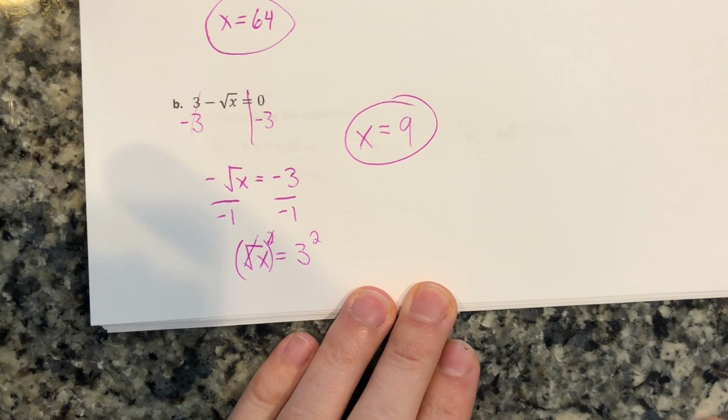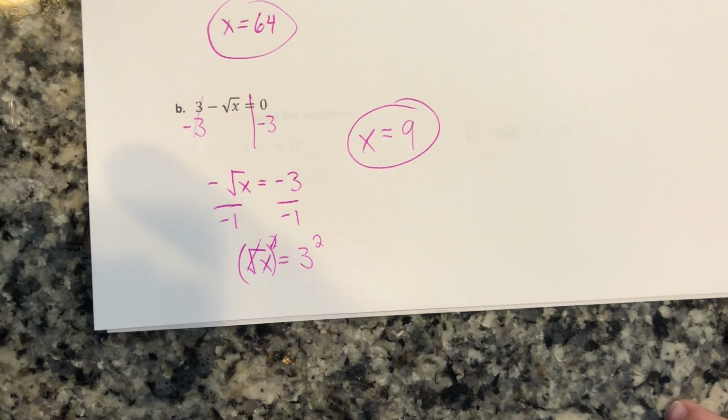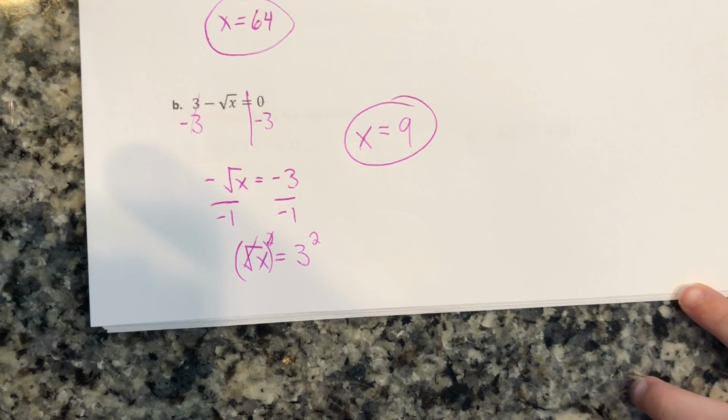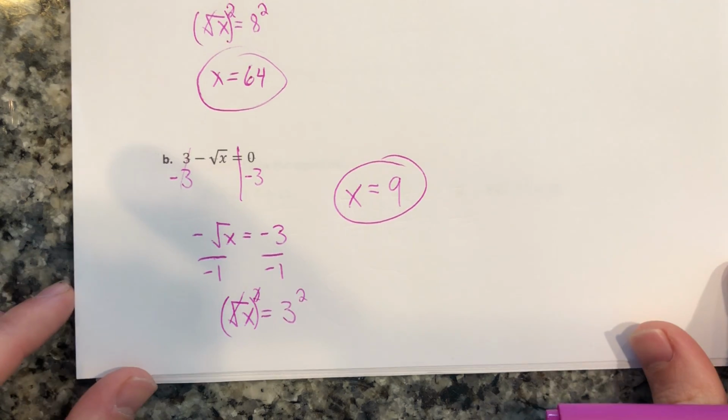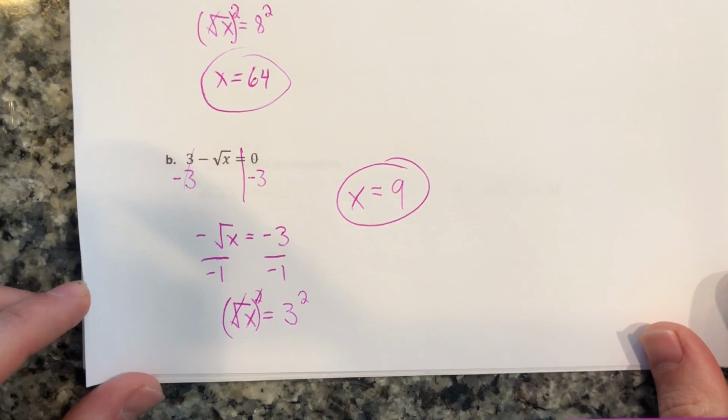So just solving equations, but at the end, when we get that square root by itself, here's my daughter's fingers. All right, Brielle. We end up doing that squared at the end.